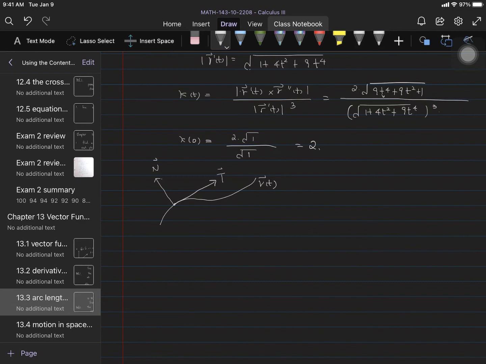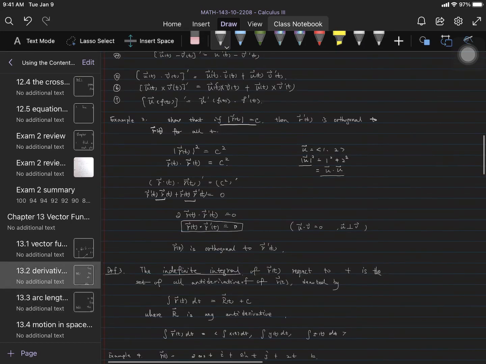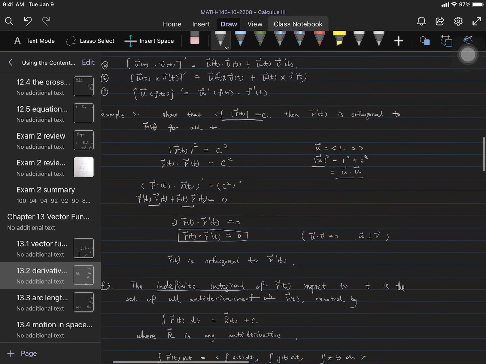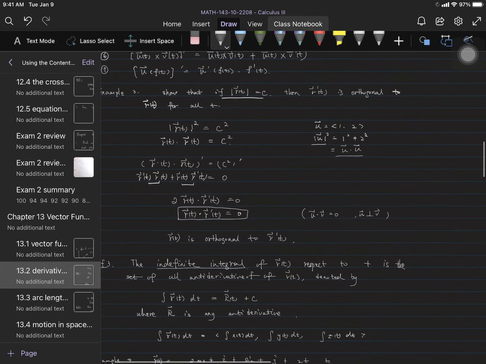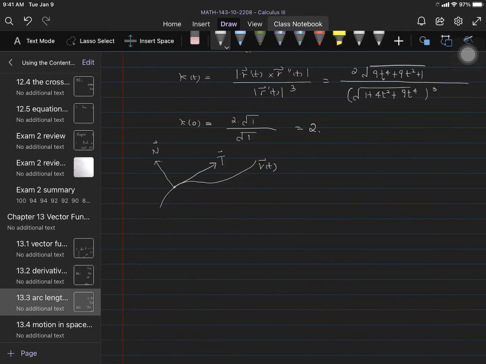And for the normal vector, how to do the calculation? We are going to use the conclusion in 13.2, example 3. Look here: if the length of the vector is a constant, then the derivative of this vector is orthogonal to this vector. So if the length is constant, then the derivative is orthogonal to the vector. Now let's take a look at how to find the normal vector.